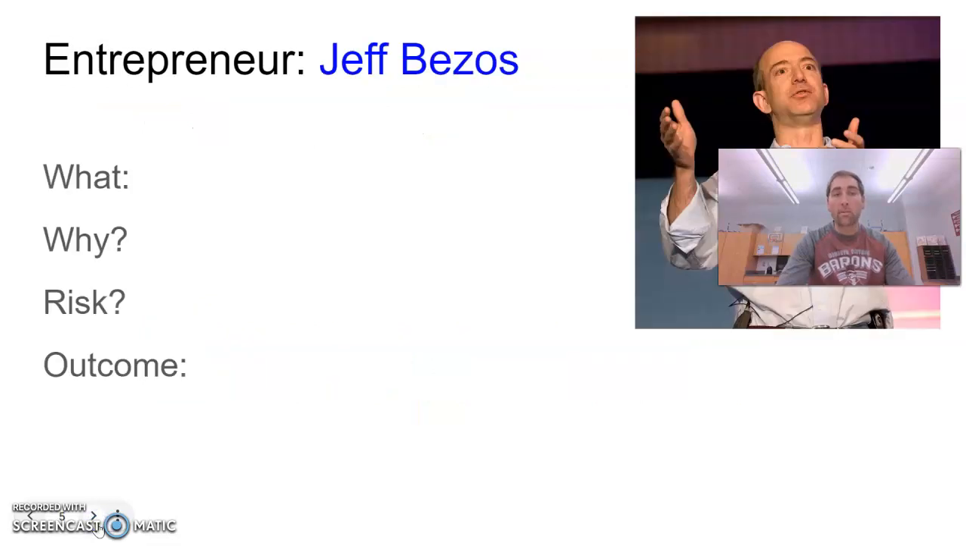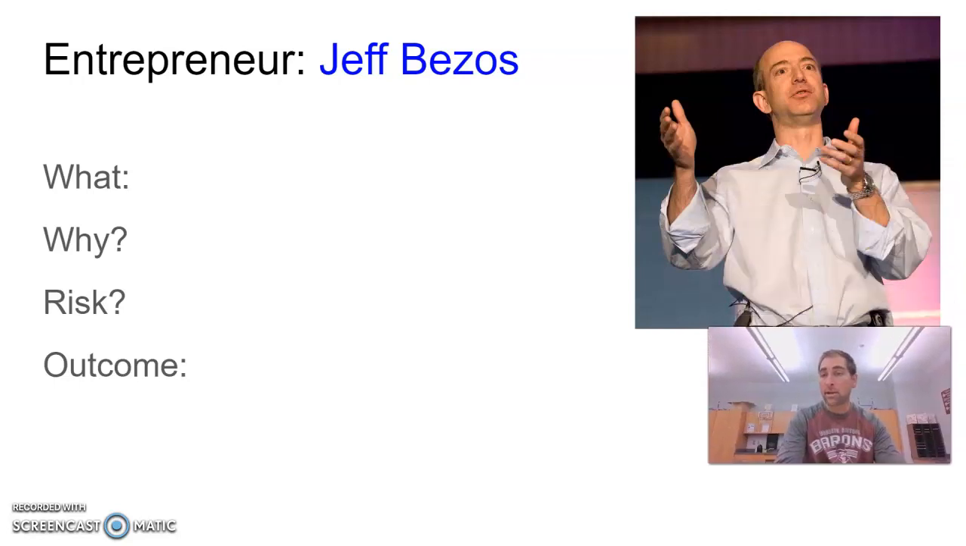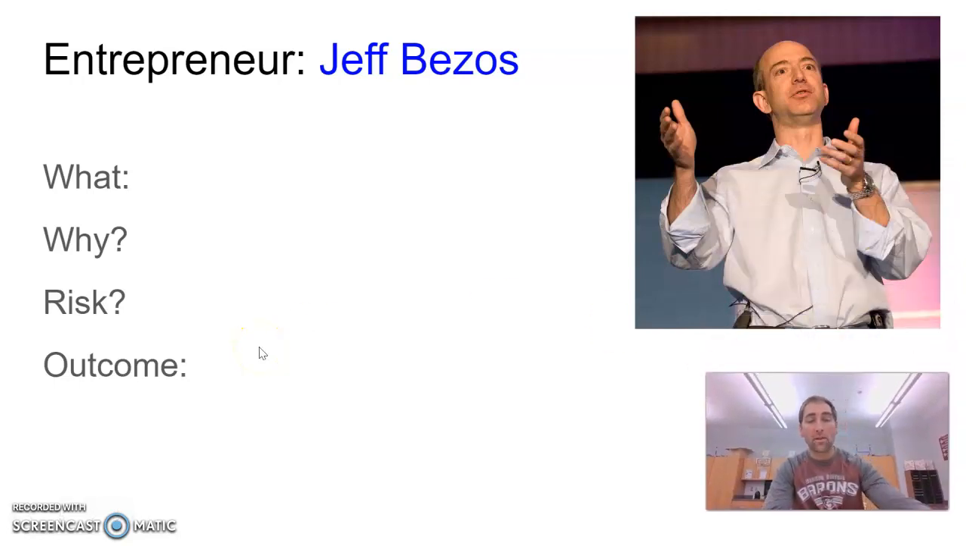All right. So let's talk about Jeff Bezos. Probably the most famous entrepreneur because he is one of the wealthiest people in the world, and he started the company of Amazon. So what did he do? He started Amazon, which is online shopping.